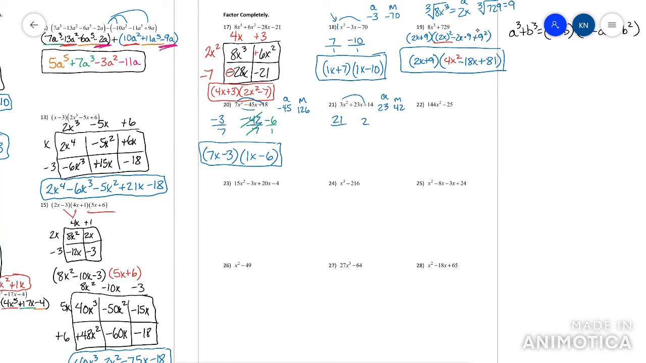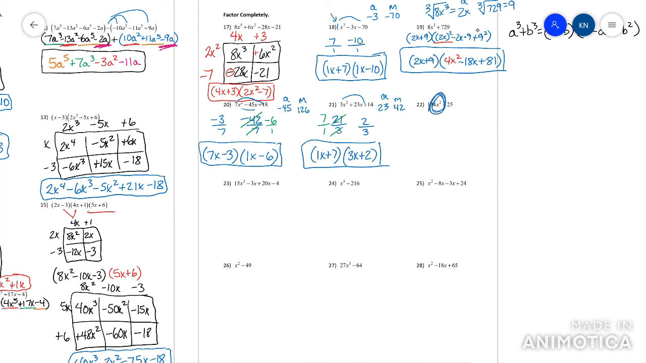All right, now put them over your lead coefficient, which is the 3, this guy. You must reduce. So this reduces to be 7 over 1. Now I can write my answer, which is bottom x top. Bottom x top. Just like that.